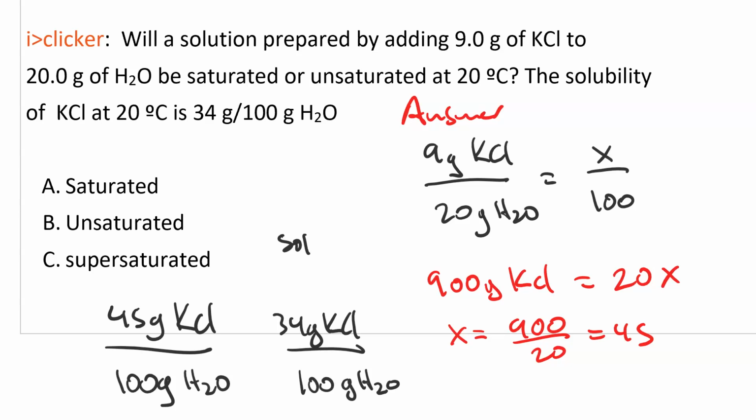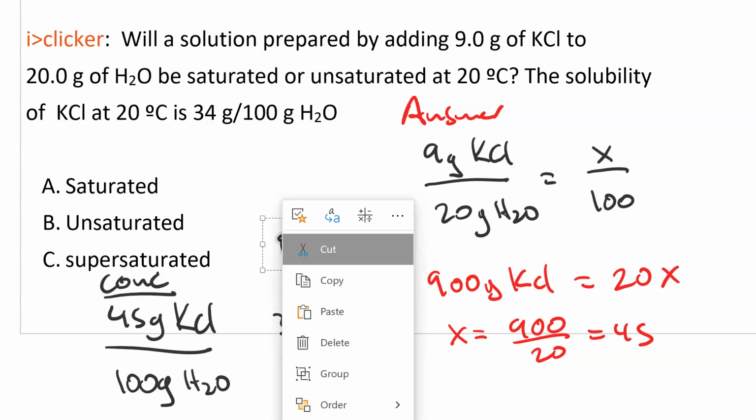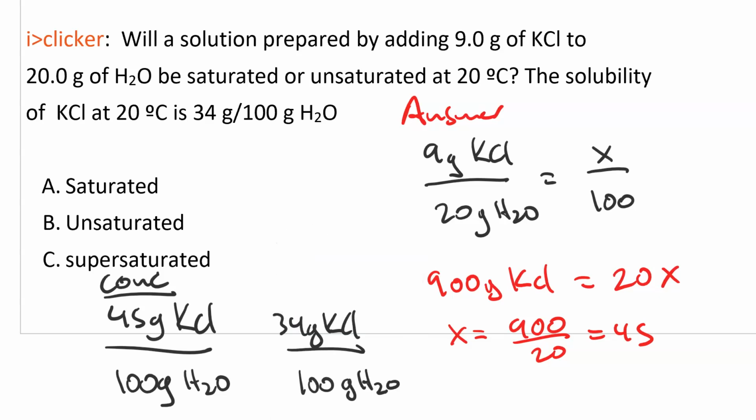And so our concentration is greater than our solubility. That means we are supersaturated.